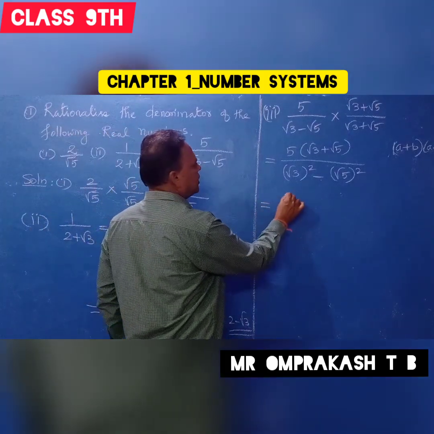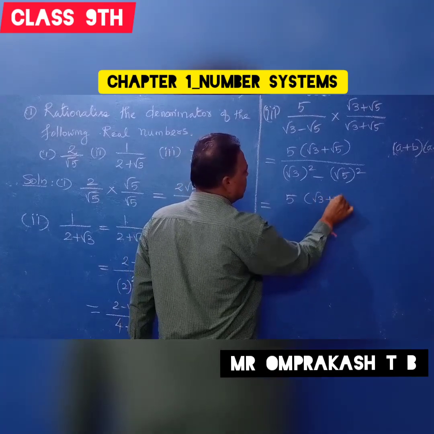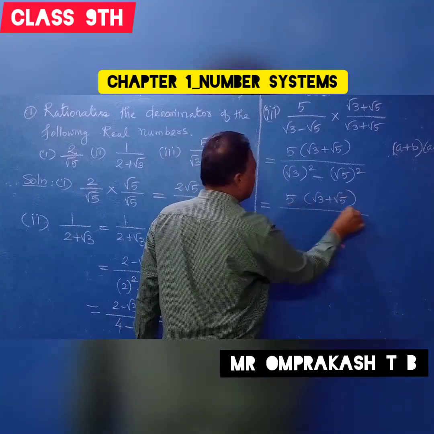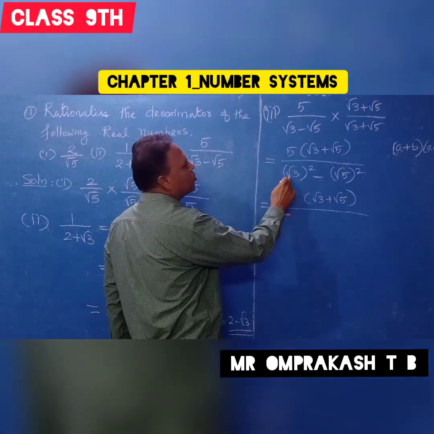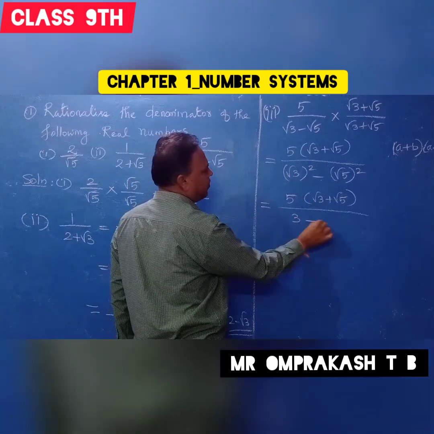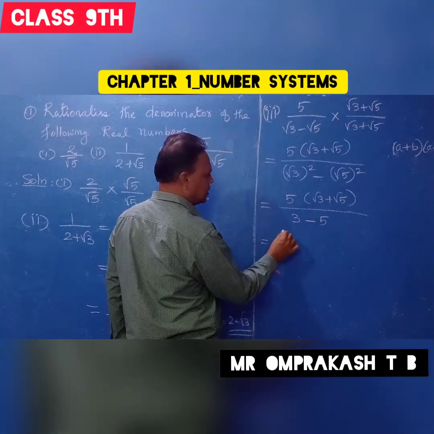Now what will you get here? The numerator you write as it is; 5 you don't multiply, keep as it is. The denominator you simplify. Root 3 whole squared is 3, and root 5 whole squared is 5. So what will you get here?